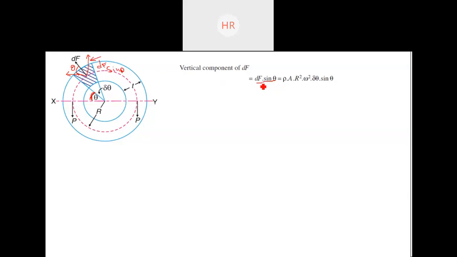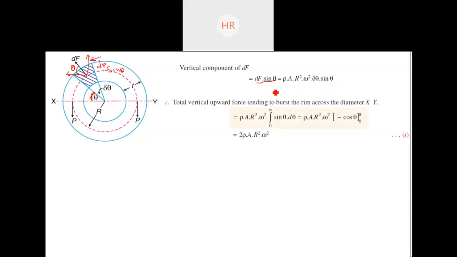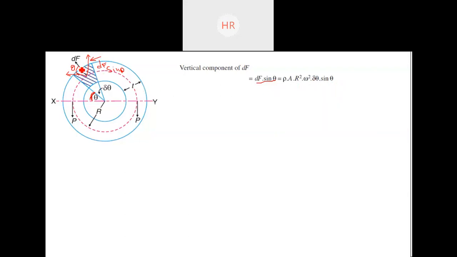So now substitute the value of the centrifugal force dF. So we get rho A r square omega square d delta theta into sine theta. Now this was the force acting on this small element only. This dF force, or the vertical component of this dF force, is acting on this small element only.